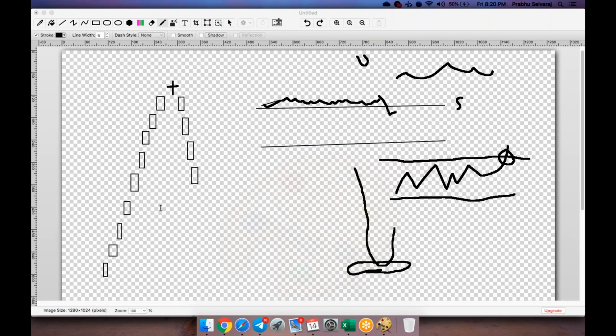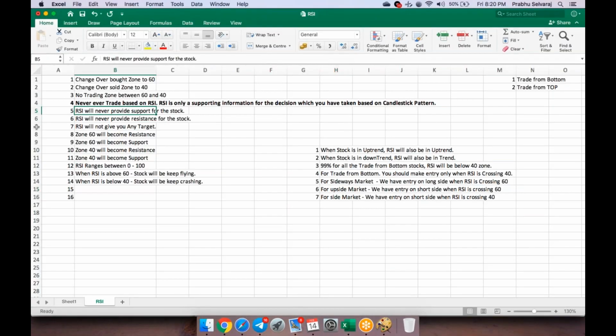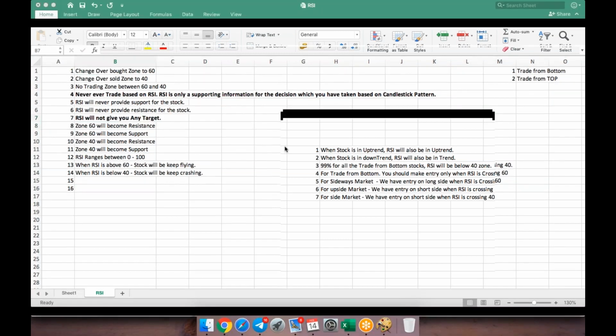Once we get the confirmation on the candlestick, Nandini, what do you mean? Okay, you mean to say what target can we expect from RSI crossing 40? That is what I have written here. RSI will never provide you any target. Answer is this: RSI will never provide you any target. Clear, Nandini? RSI will never ever provide you any target. Okay. Any other questions on RSI?